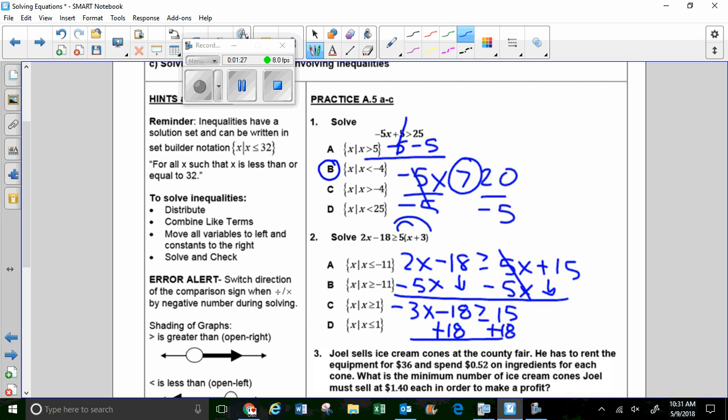So add 18 on both sides. Now we have negative 3x is greater than or equal to 33. And then divide both sides by negative 3. And don't forget, you're going to flip your inequality symbol because we divided by a negative, and that's going to be x is less than or equal to negative 11.